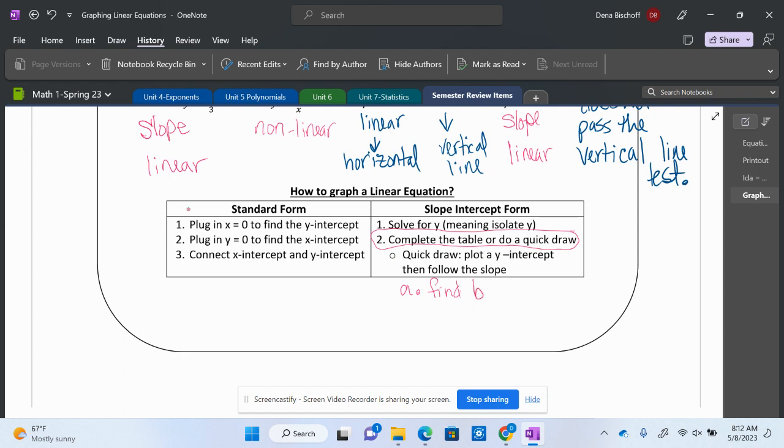find b, and that tells us where to begin on the y-axis, and then count your slope. Do you guys remember doing that over and over and over again? So in the form y equals mx plus b, b is where you begin. It's your y-intercept, and then you count your slope from that point. Okay. Again, this should all be review.